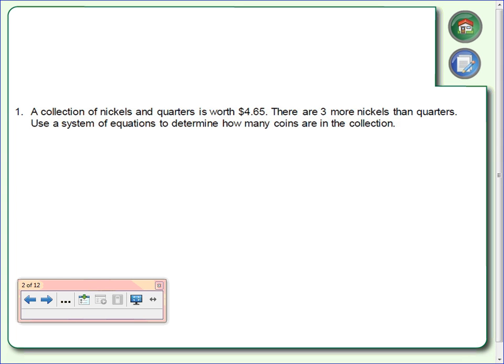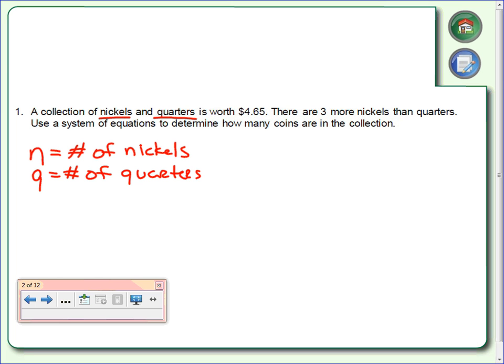Now the first thing we're going to do is, just like yesterday, come up with 2 different variables. One variable to represent nickels and another variable to represent quarters. N and Q. So N is going to represent the number of nickels, and then we'll use Q to represent the number of quarters, which is what we're looking for. How many nickels and how many quarters are in this collection?